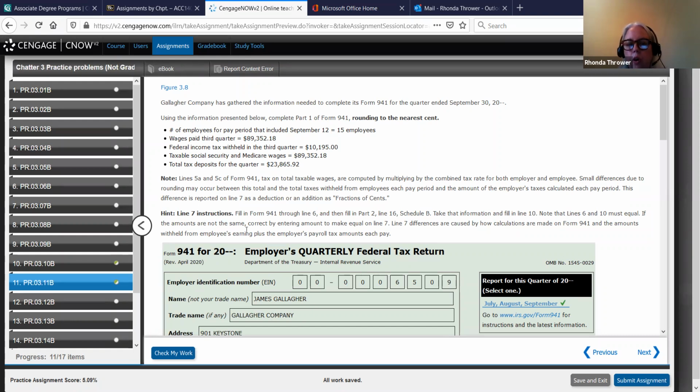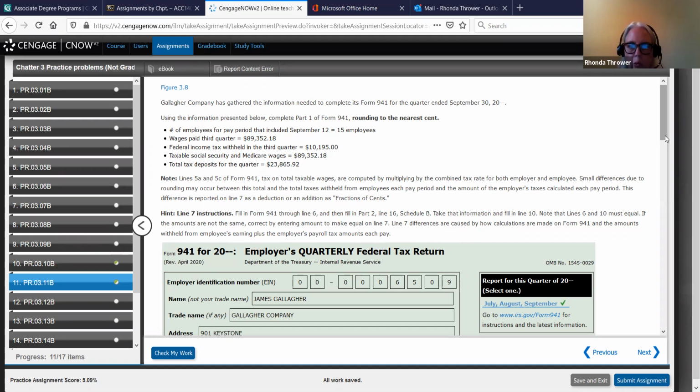If the amounts are not the same, you're going to correct the amount by entering the amount to equal on line 7. Line 7 differences are caused by how calculations are made on Form 941 and the amounts that are withheld from the employee's earnings plus the employer's payroll tax amounts each pay. It amounts to a rounding error, in other words.